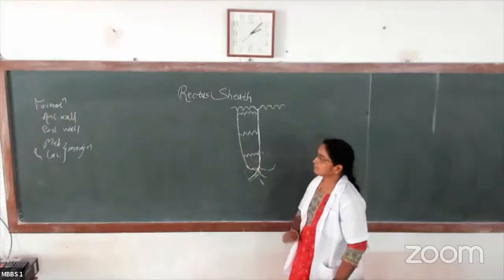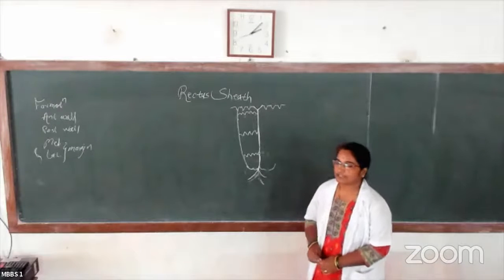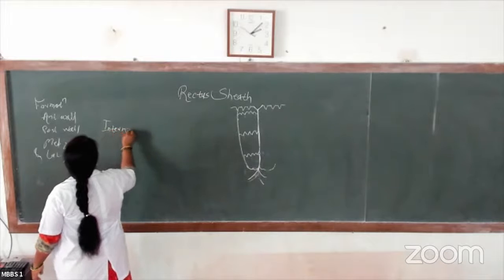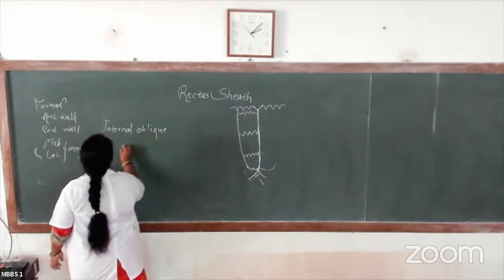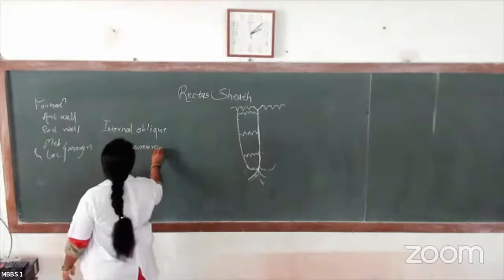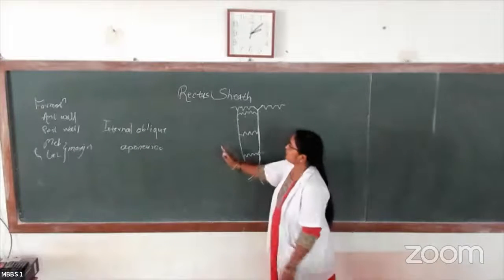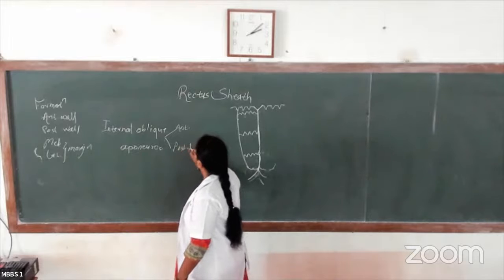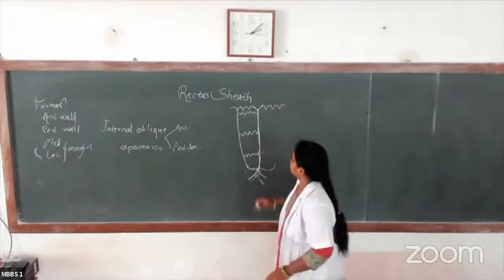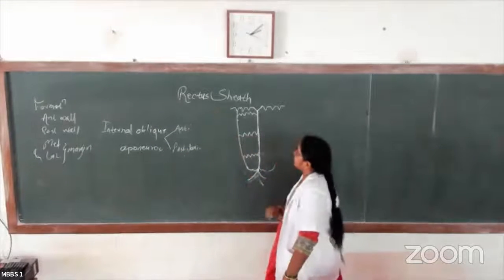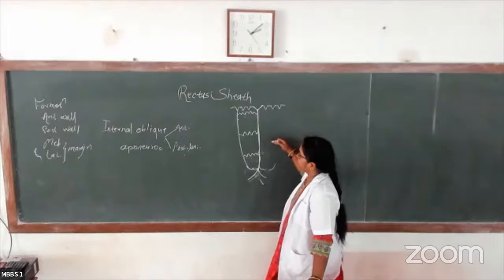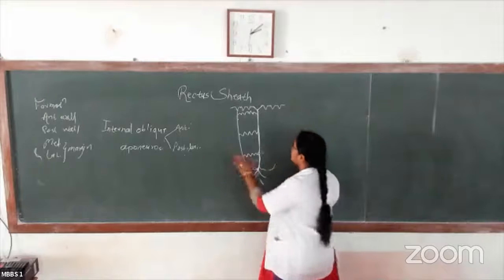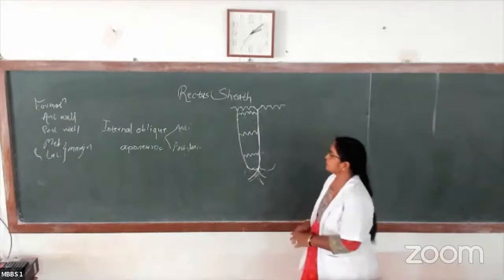Now how is this rectus sheath formed? The principle of the formation of the rectus sheath is the splitting of the aponeurosis of the internal oblique muscle. This internal oblique aponeurosis splits into 2 laminae, anterior lamina and posterior lamina. So this is the principle of the formation of the rectus sheath. The anterior wall is firmly adherent to the tendinous intersections, and the posterior wall is free from the posterior surface of this muscle.